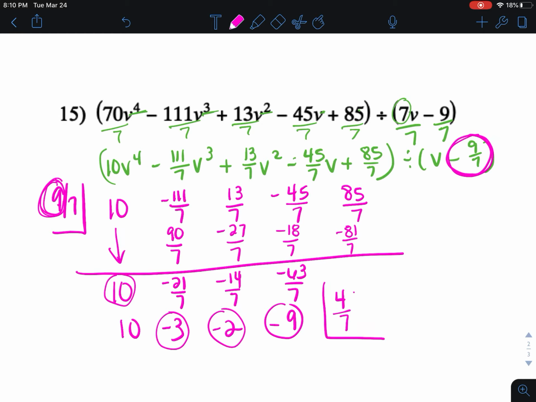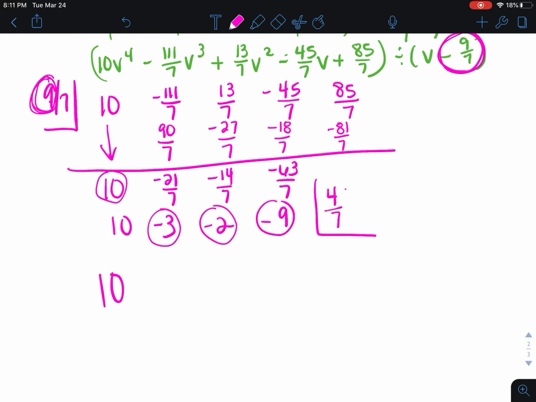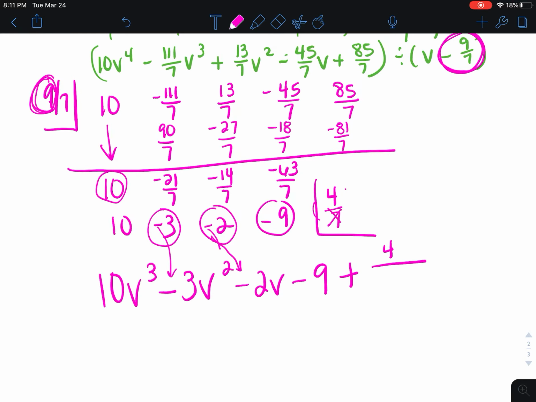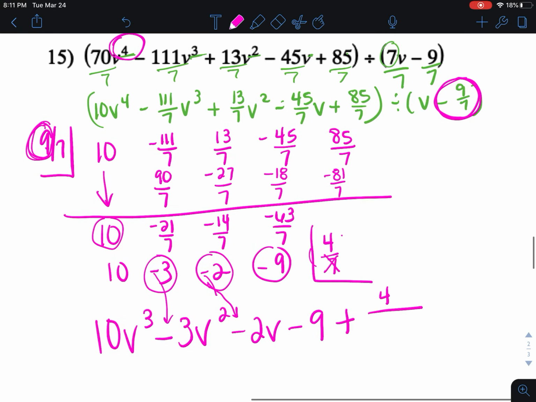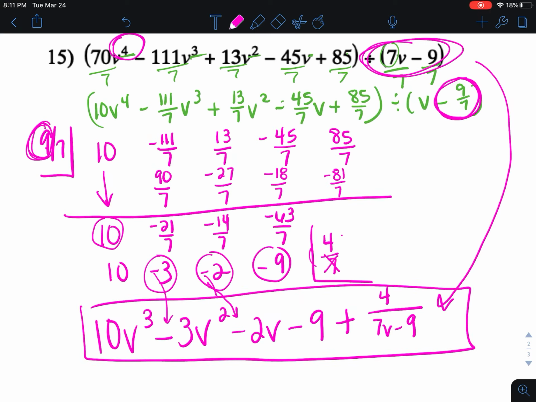Okay, so to write this answer, our problem started to the 4th, so our answer is going to start to the 3rd. So we have 10v to the 3rd minus 3v squared minus 2v. Again, these minus signs are coming from the fact that these are negative, right? And this is a positive 10 because this is a positive 10. And then we have minus 9. Now notice our remainder is positive, so we're going to put a plus 4. Right? We kind of ditched that 7, and then we're going back to our original binomial that we divided by, and so we have 7v minus 9. And that is your solution.